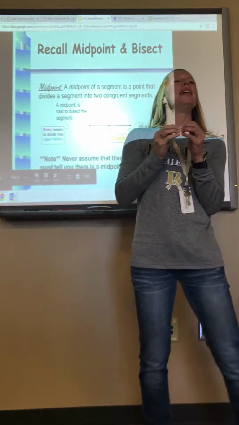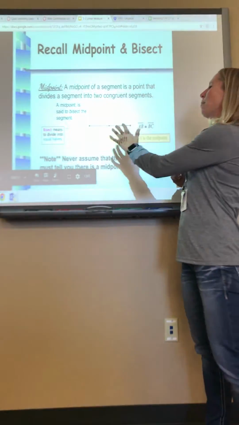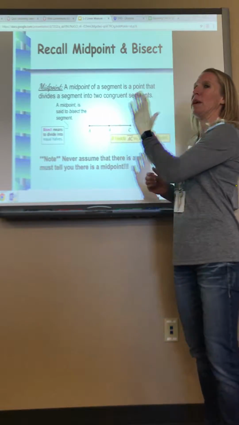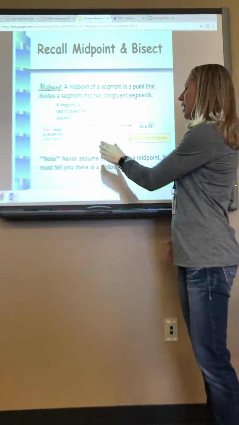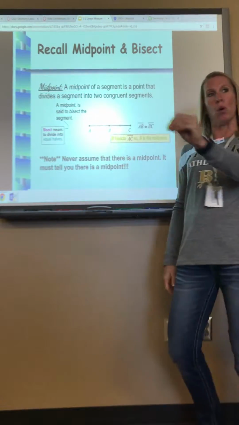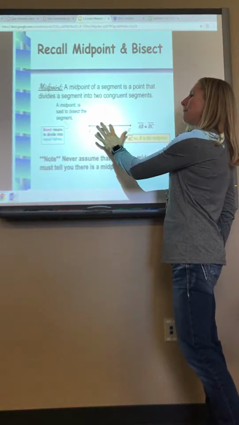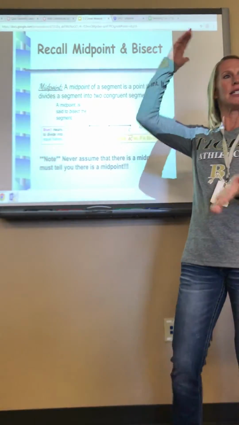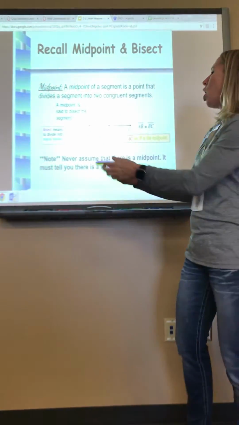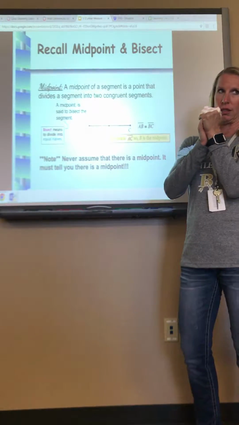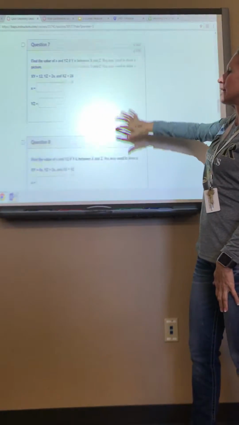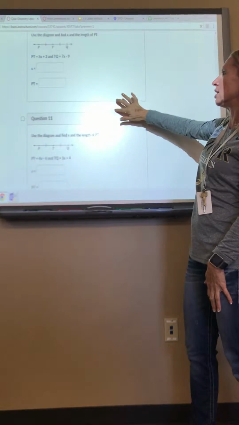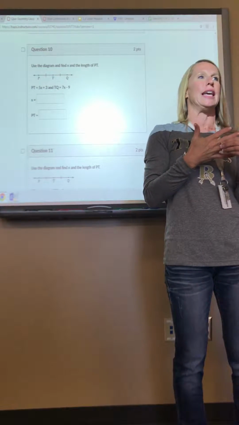Okay, a midpoint is a point that's directly in the middle. But again, never assume a point is in the middle. It has to tell you. It might either say B is the midpoint or B bisects AC. Bisects means to cut in half. Or you'll see the slashy marks. So that brings us to the next type of question you'll see. So if you go down to question 10.